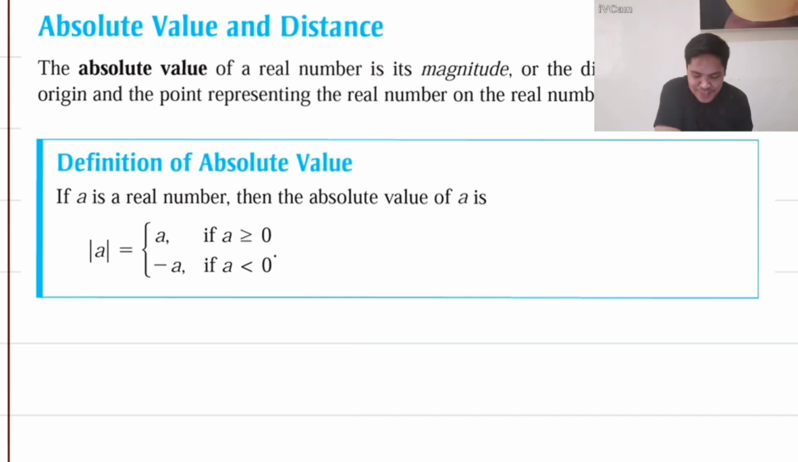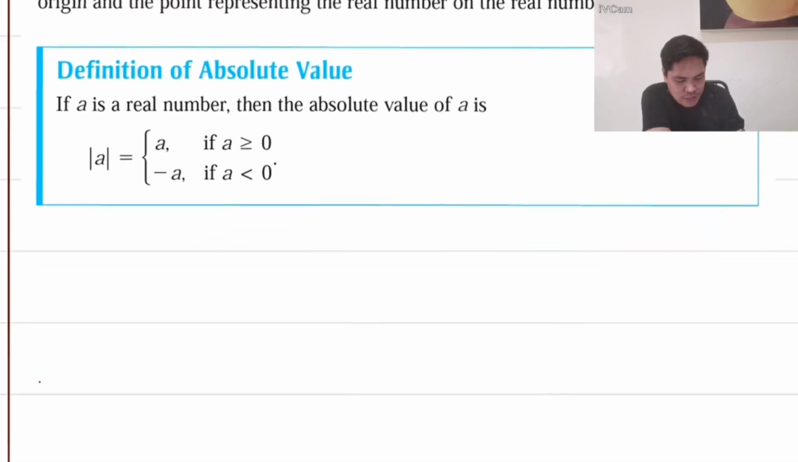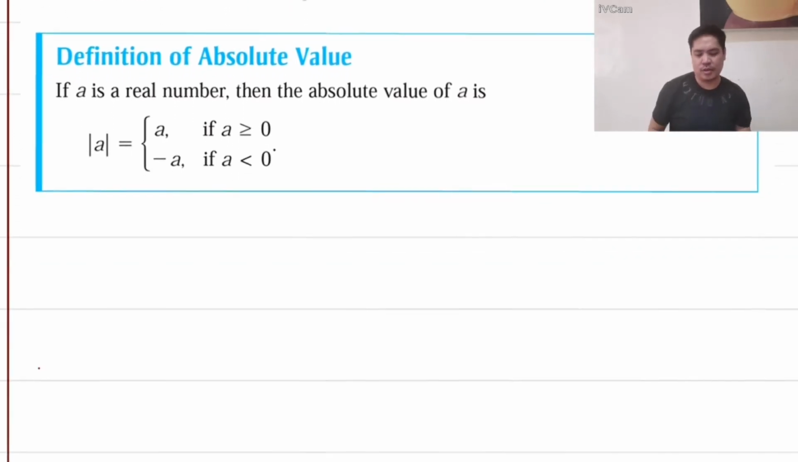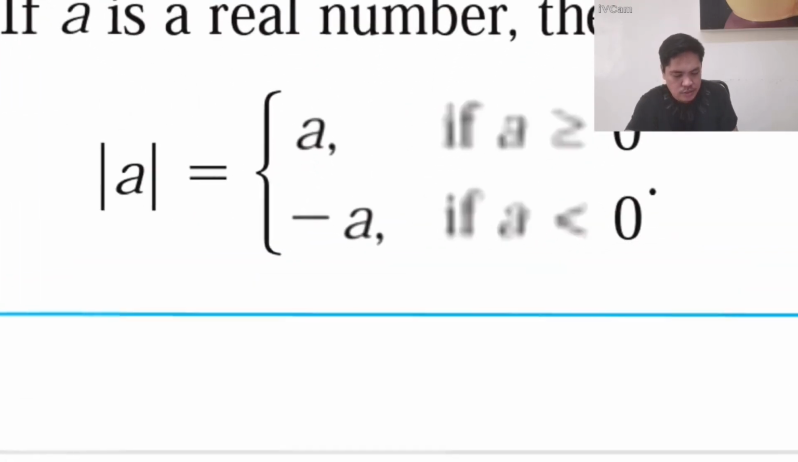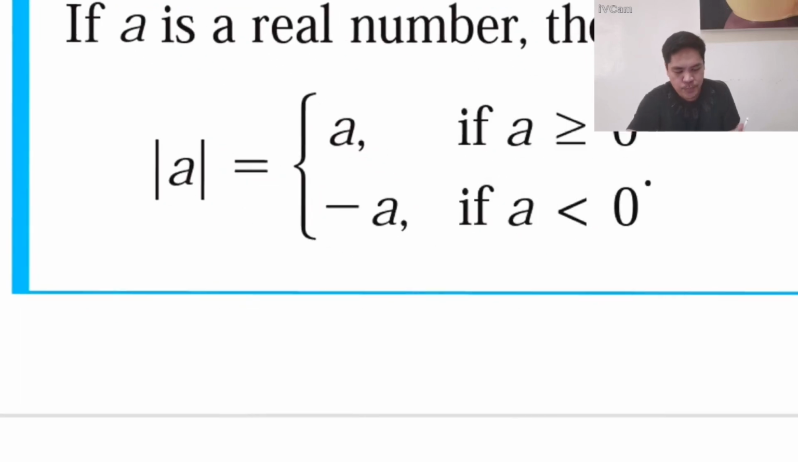Sorry. So, how do we define the absolute value in mathematical terms? Parang redundant yun. So, definition of absolute value. If A is a real number, then the absolute value of A is this. So, the symbol for absolute value is just these two vertical bars. Hilig kayo sa mga bars. So, these two vertical bars. So, the absolute value of A is equal to these two conditions.